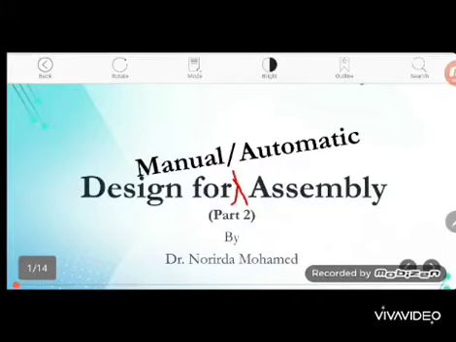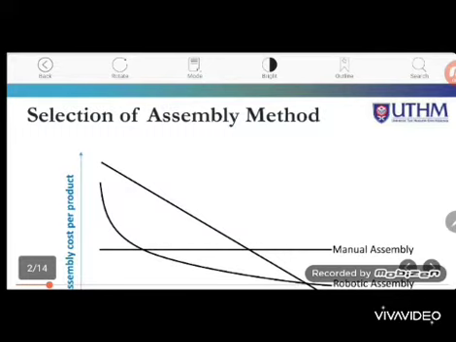To the point of this topic, designs for manual or automatic assembly. After this part, hopefully we can wrap up these topics and move to the next topics for this course. Based on what I asked you in the previous session, I asked you some questions because I want to know your understanding of these topics, because this is a very important topic.